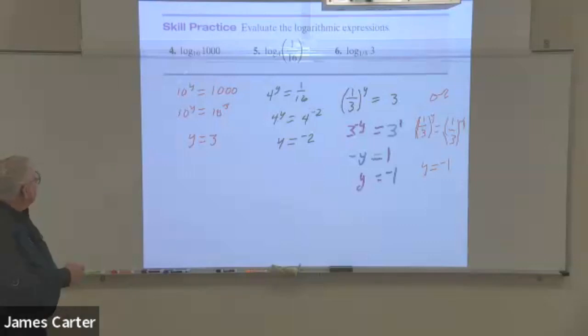Okay, here's some more. Here we got a 3. There we got a -2. And here we have a -1. Anything to the first power is itself, except this is a flipped one, so it's a -1. If this had been 3 of 3, the answer would have been +1. You have a question on that one? Oh, okay.